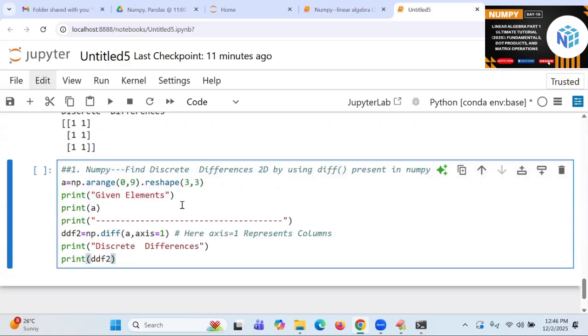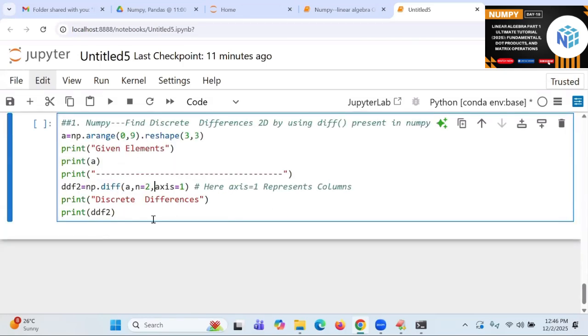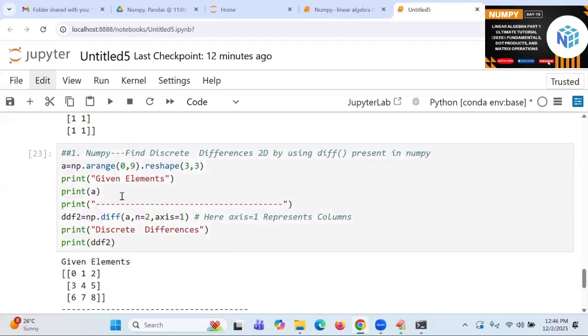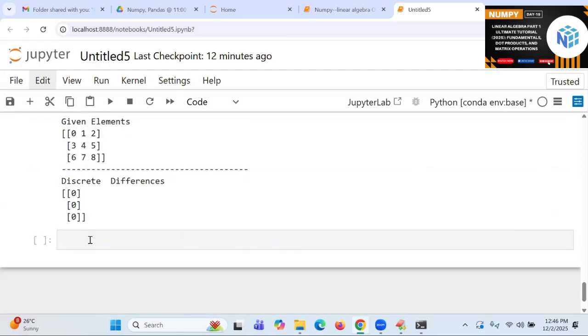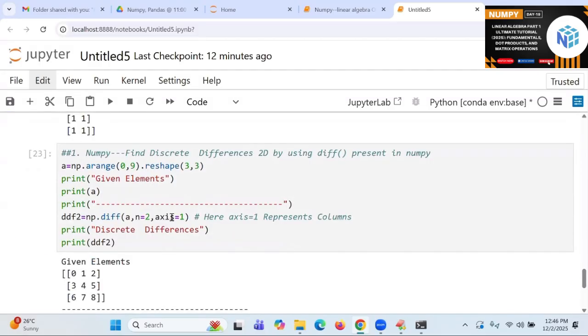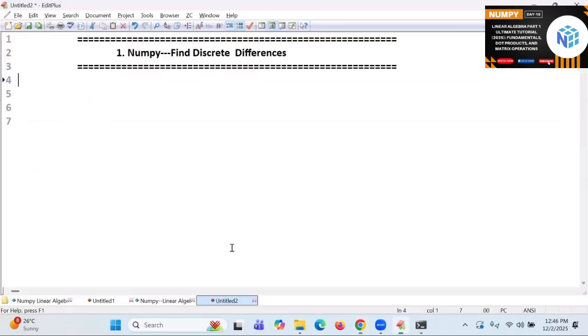N is equal to what should I write? N is equal to 2, I will write it, comma, axis is equal to the same. You observe it. What is the answer now? 1 minus 1, 1 minus 1, 1 minus 1 leads to what? 0. This is very, very important. Discrete differences are important.